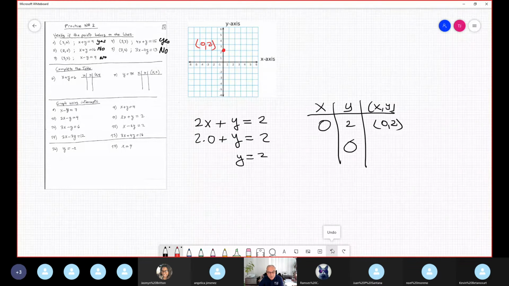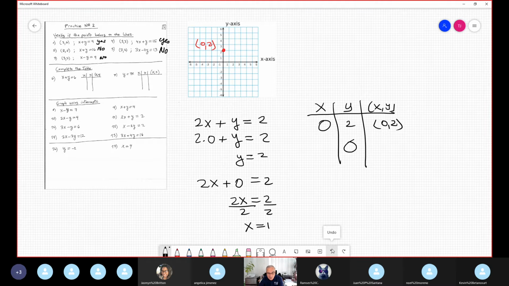This is the y-intercept. Now, for y equals 0: 2x plus 0 equal to 2, 2x equal to 2, divided by 2 on both sides, x equal 1. And the point is 1, 0. 1, 0 is on the x-axis. I plot that, 1, 0. This point is 1, 0. And we connect this.